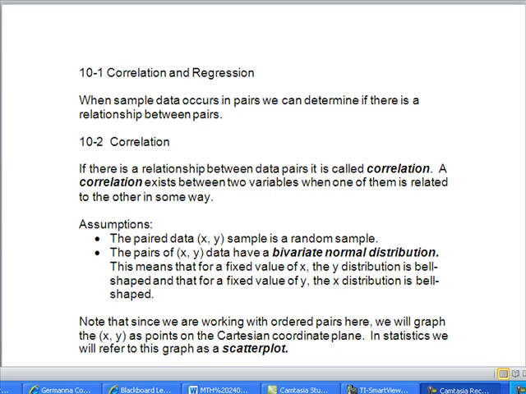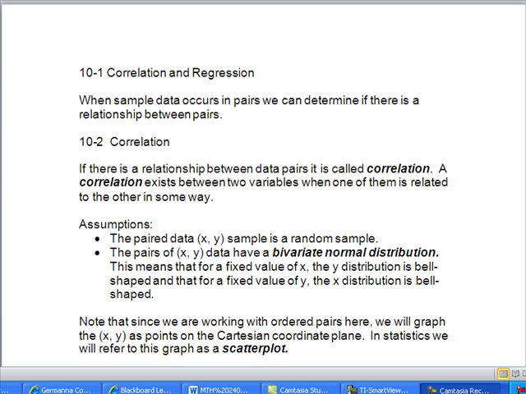Today we're taking a look at Chapter 10 on correlation and regression, and in Section 10-2 we'll take specifically a look at correlation. Correlation is something we discuss when sample data occur in pairs and we determine that there is a relationship between the pairs. If there is a relationship between the data pairs, we call it correlation. Correlation exists between two variables when one of them is related to the other in some way.